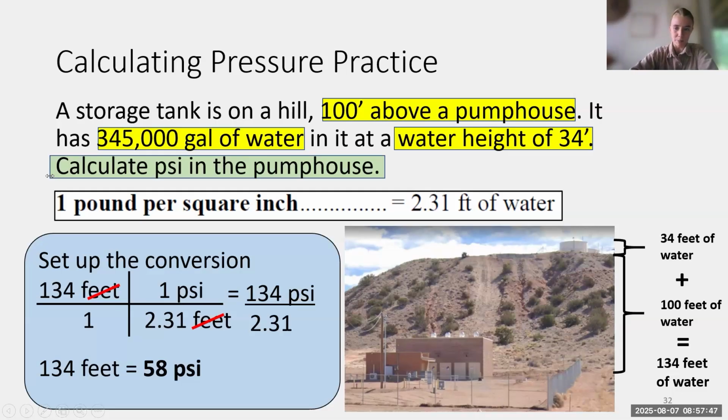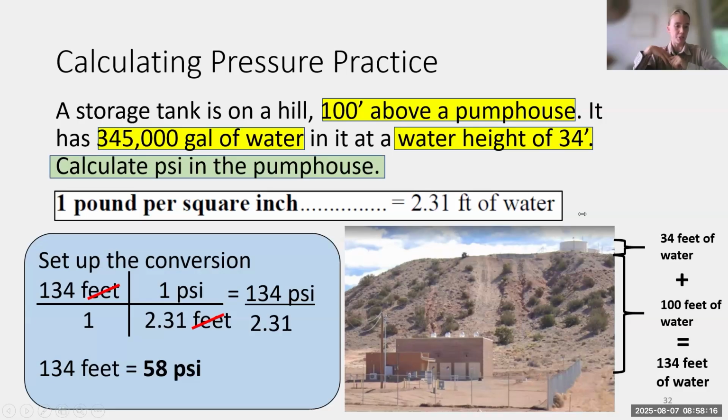Remember that because we're looking at the total height in the system above the pump house, we're adding the height of the water in the tank to the height that the tank is above the pump house, because that's going to give us our total height for that whole system, since we're reading the pressure at the pump house. So we'll do 100 plus 34. That's going to give us a total height of 134 feet of water. And then we just have to convert that to pressure.